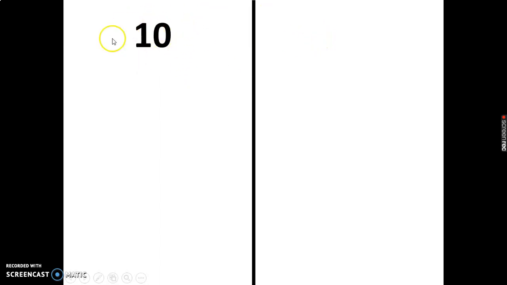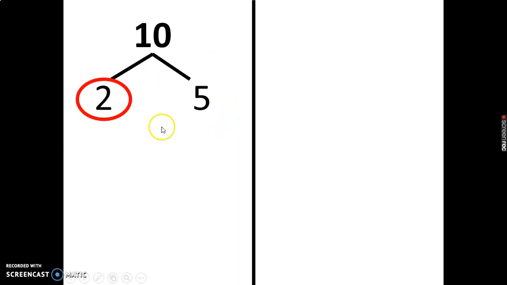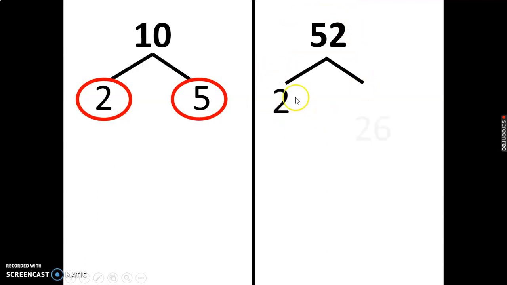So 10. What numbers can you multiply to get 10? Correct, 2 times 5. 2 is a prime number and 5 is a prime number. Correct. So we have 52. 2 is a prime number, times 26. 26 is a composite number.